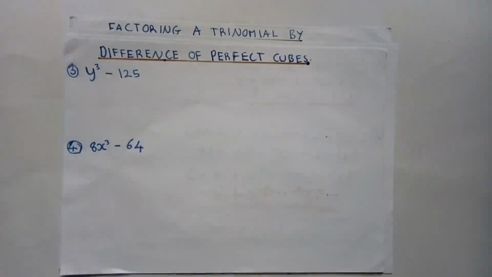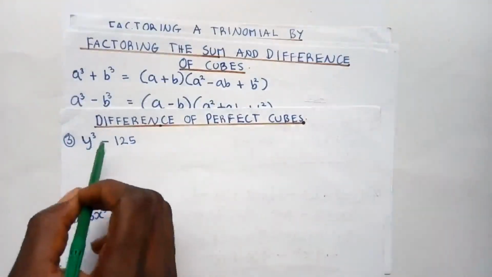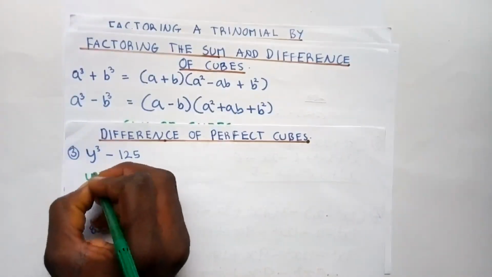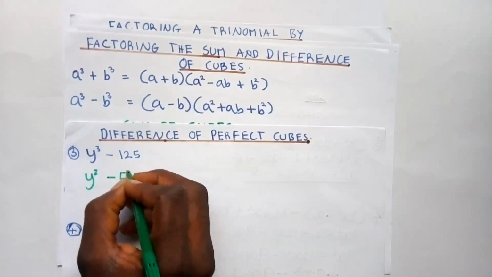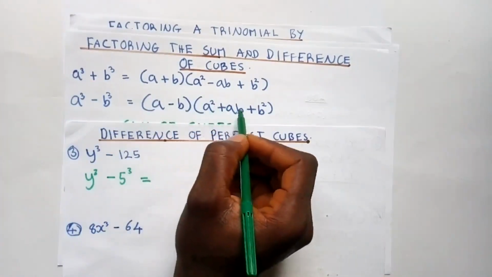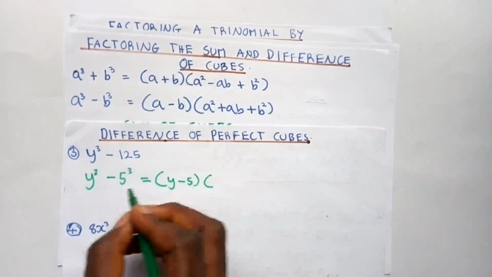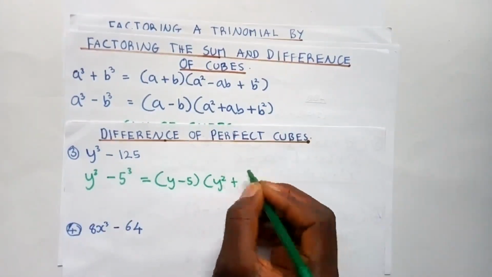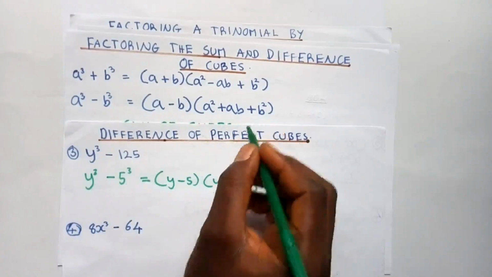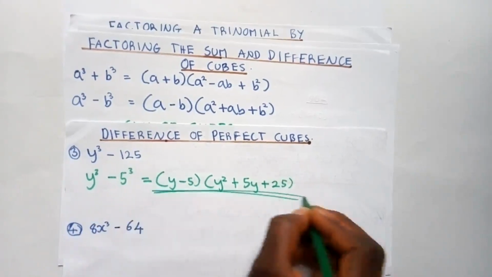Difference of perfect cubes. y raised to the power of 3 minus 125. We want to represent this in this format: a raised to the power of 3 minus b raised to the power of 3. So it becomes y raised to the power of 3 minus 5 raised to the power of 3. We can now write the answer in this format: a minus b bracket a squared plus ab plus b squared. So y minus 5, y squared plus ab, that is y times 5, that is 5y, plus b squared. b is 5, so 5 raised to the power 2 is 25. So you can factor this in this format.